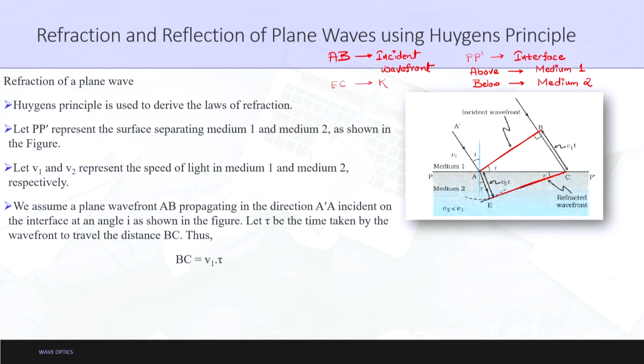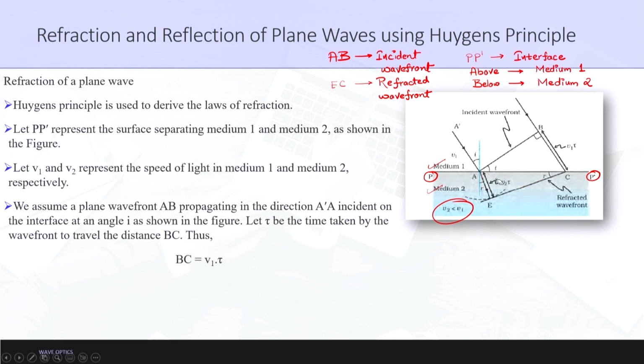EC is the refracted wavefront. Just to iterate everything again, this was the interface given to you as P P dash, this was medium 1, this was medium 2. On refraction, according to the wave theory of light, the velocity in the second medium is less than the velocity in the first medium. As this is not ray optics but wave optics, a wavefront will be incident on the interface. This is the incident wavefront, and after refraction the wavefront which is formed is this refracted wavefront.